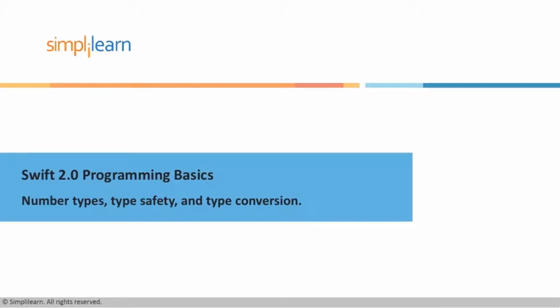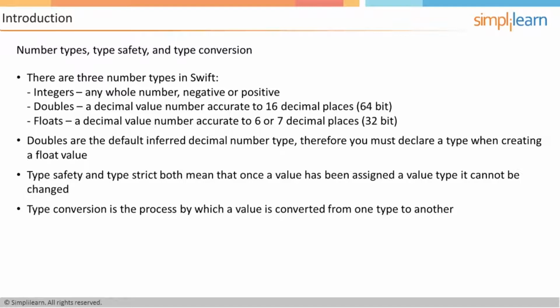We're going to continue our discussion on Swift 2 programming basics, this time turning our attention to number types, type safety, and type conversion. So as you guessed it, it's time for the Tech Info Bite on number types, type safety, and type conversion. There are 3 number types in Swift. You have integers, doubles, and floats. Integers are any whole number, negative or positive. Doubles are a decimal value number accurate to 16 decimal places. Floats are a decimal value number accurate to 6 or 7 decimal places.